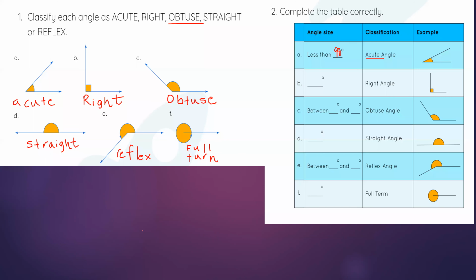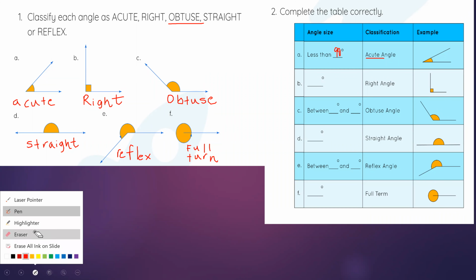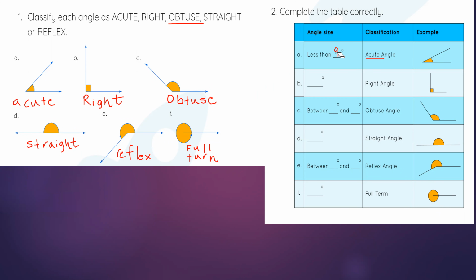Okay, go ahead, Rashad. You saying something? Rashad, you were saying something? So the acute angle is less than 90 degrees. Very good. Then we have, Jeremiah, right angle. How much was the degrees for right angle? 90 degrees. Measures exactly 90 degrees. Very good.